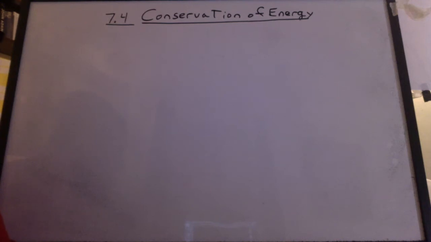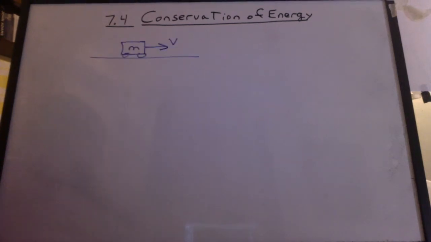Let's talk about the conservation of energy. We've talked about an object in motion, and we said it has kinetic energy equal to 1/2 mv squared, as derived in the previous video. Kinetic energy is the energy of motion.